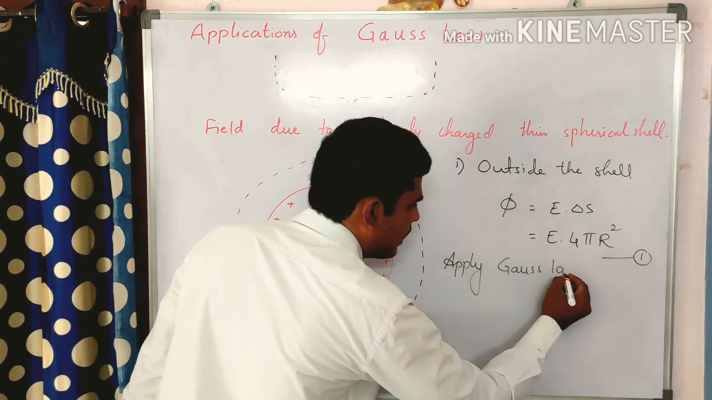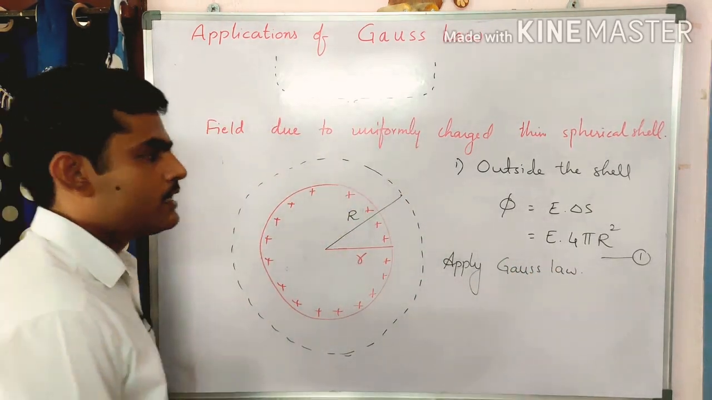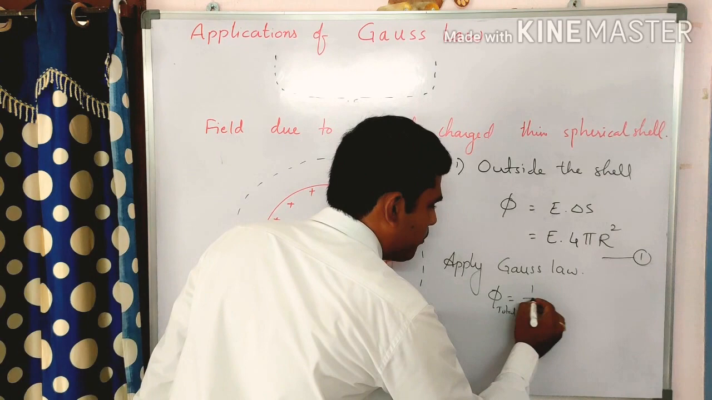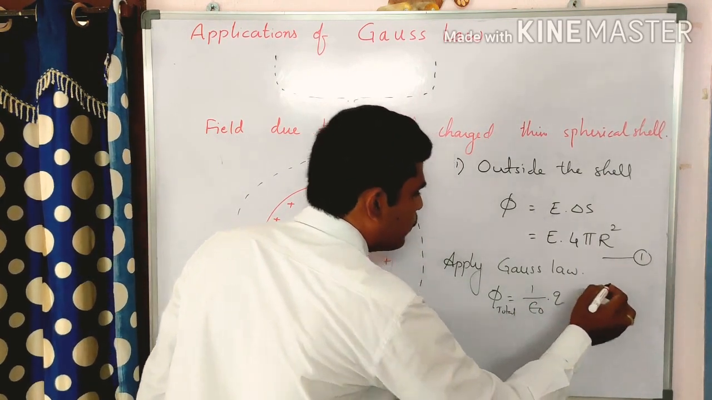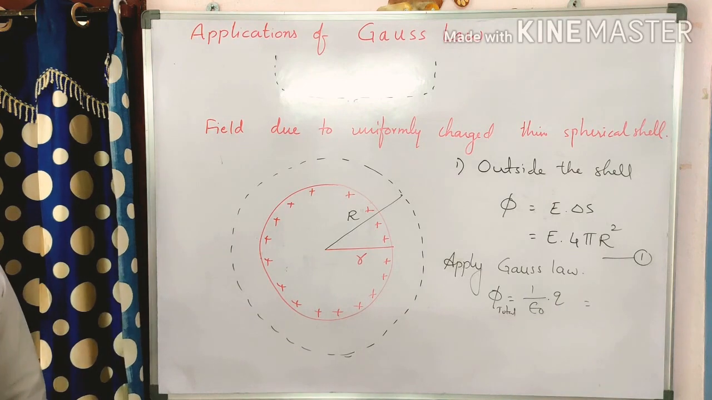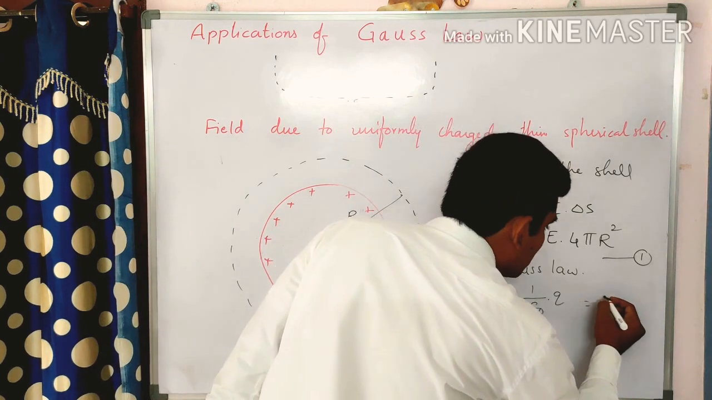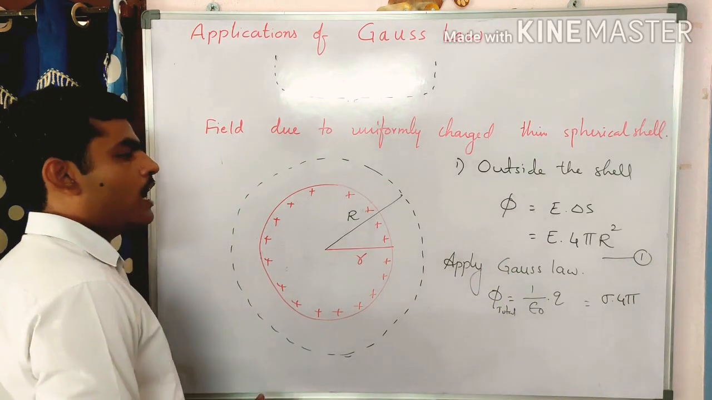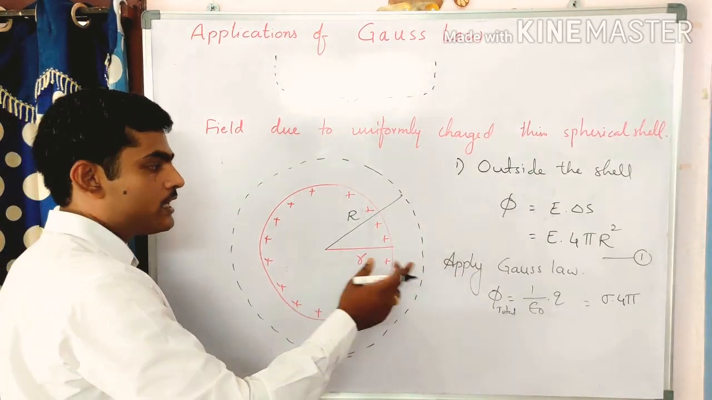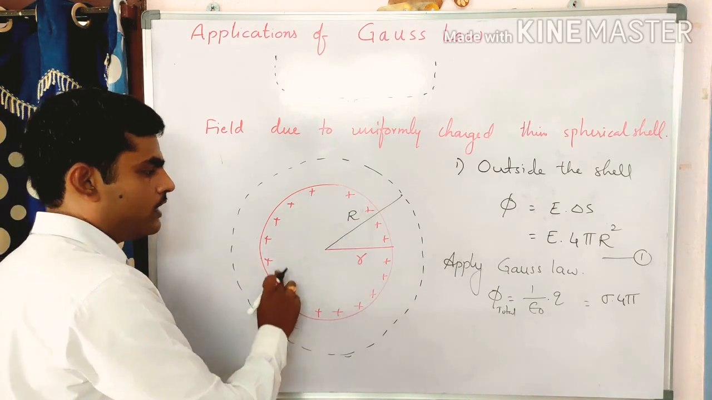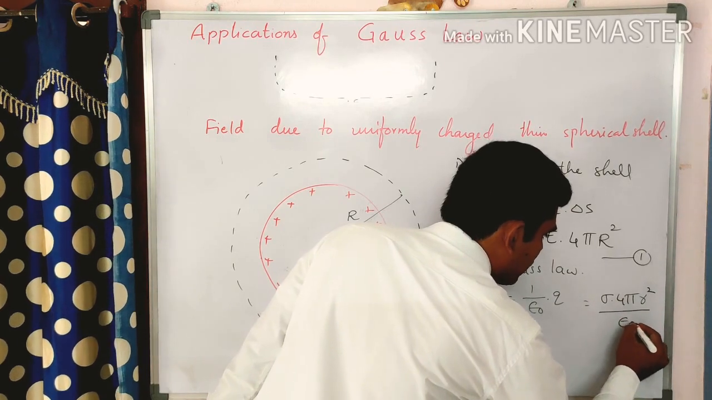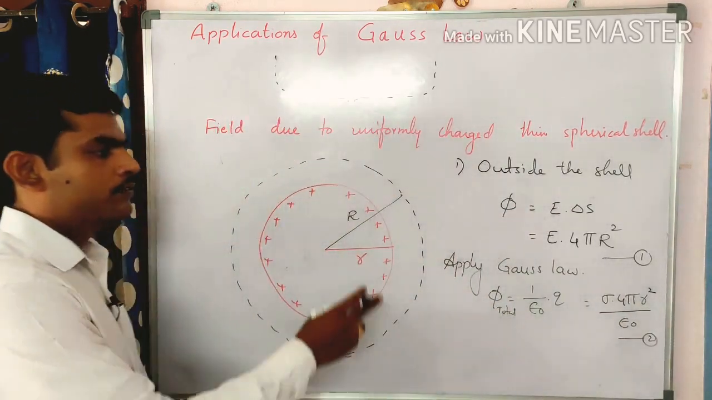Apply Gauss law. Now we are applying the Gauss law. Phi is equal to the total flux. Phi is equal to 1 by epsilon naught times Q. What is Q now? Q is sigma into the surface area. This r is small r, so it is sigma into 4 pi r square by epsilon naught. That is the first one, now the second one.